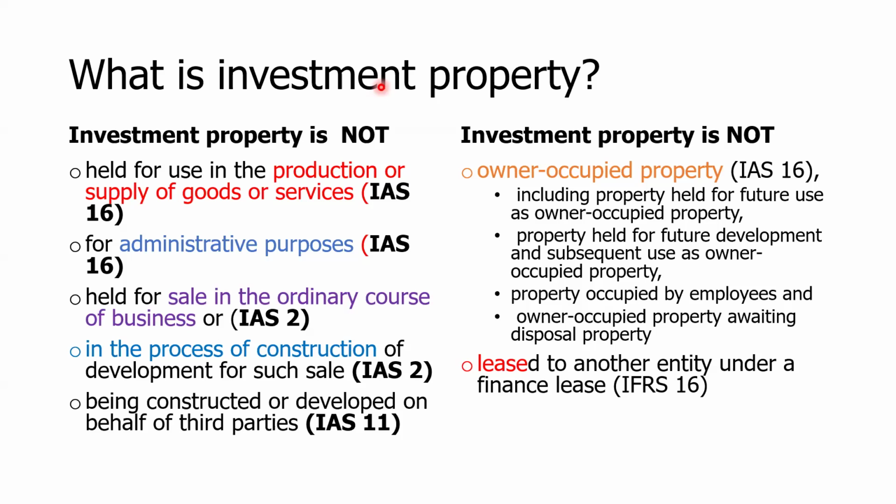So what am I saying? A non-current asset that has been leased to another entity is not an investment property, unless the lessee the asset was leased to would like to use it as investment property. But to the lessor, it's not an investment property. Is that okay? So this is what an investment property is not.